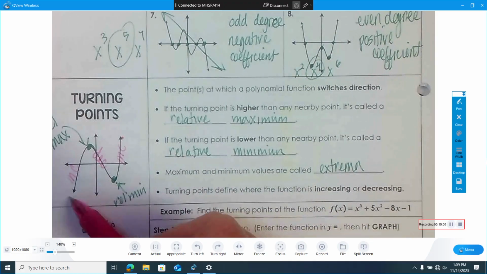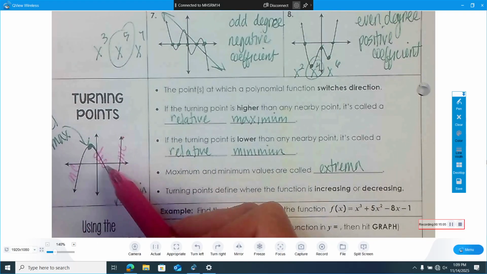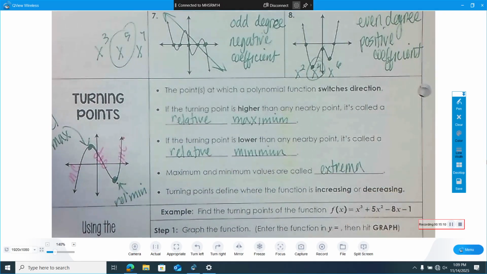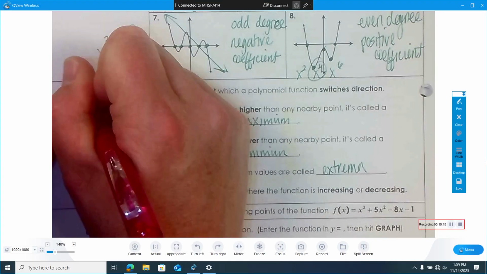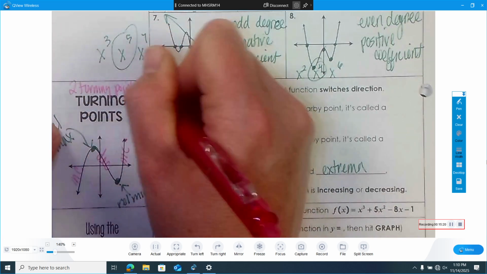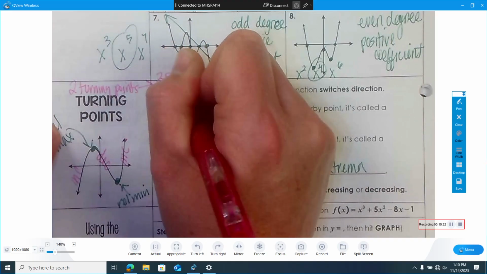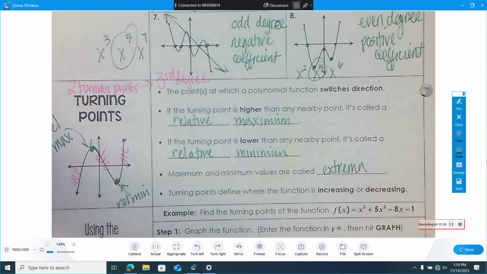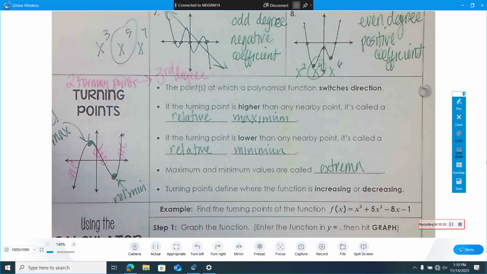If you look and you count these turning points, so here's one turning point and then the second turning point. So this has two turning points. The degree is always one more, all right? So if there's two turning points, then the degree is third degree. So that is one way to think about the degree. It's one higher.